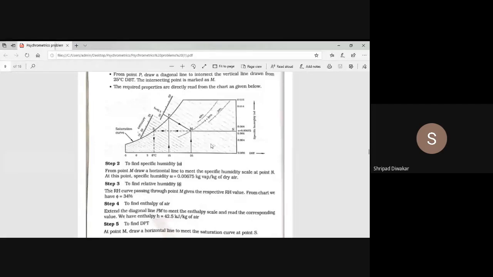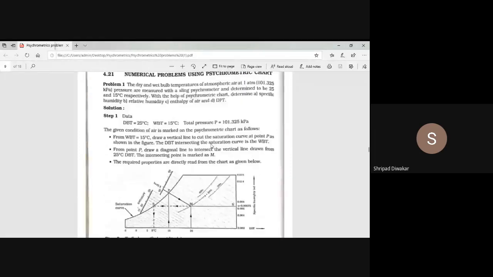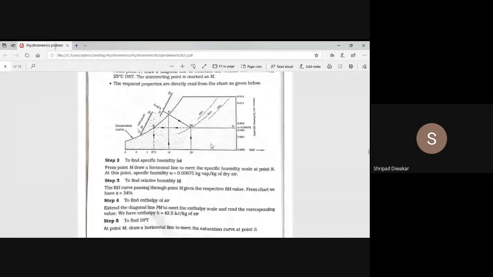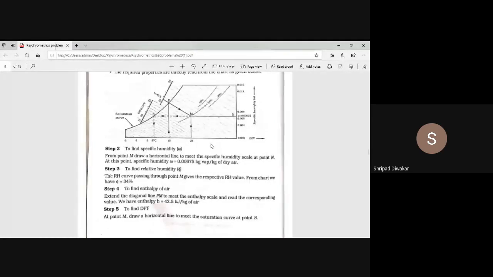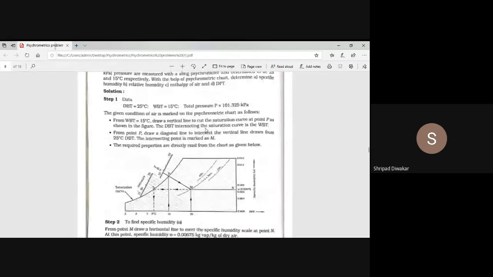So you see, the first problem I solved is 25 degrees Celsius and 15 degrees Celsius. The same thing we are solving using the psychrometric chart. Here, how to find the specific humidity? You move towards the right. You are getting 0.00675. Now, what did we get by the analytical method? Just now I solved it in problem number 3, 25 degrees Celsius and 15 degrees Celsius. I'll show the value you are getting.